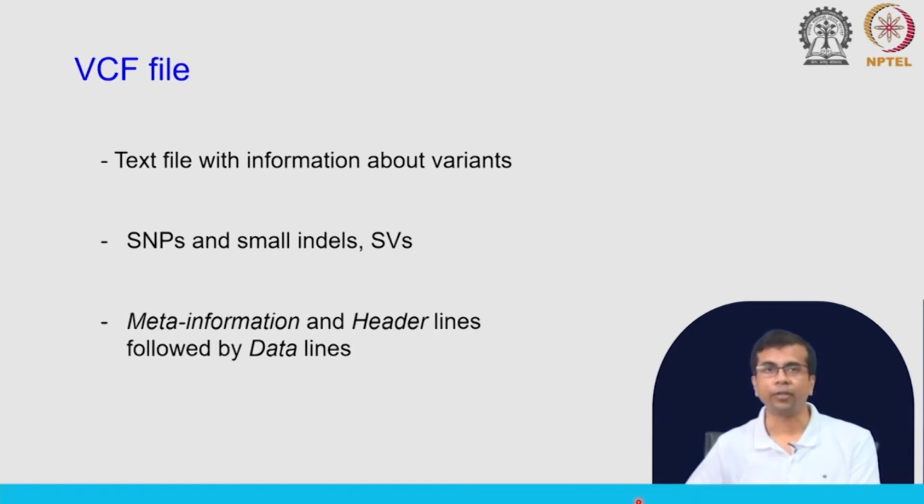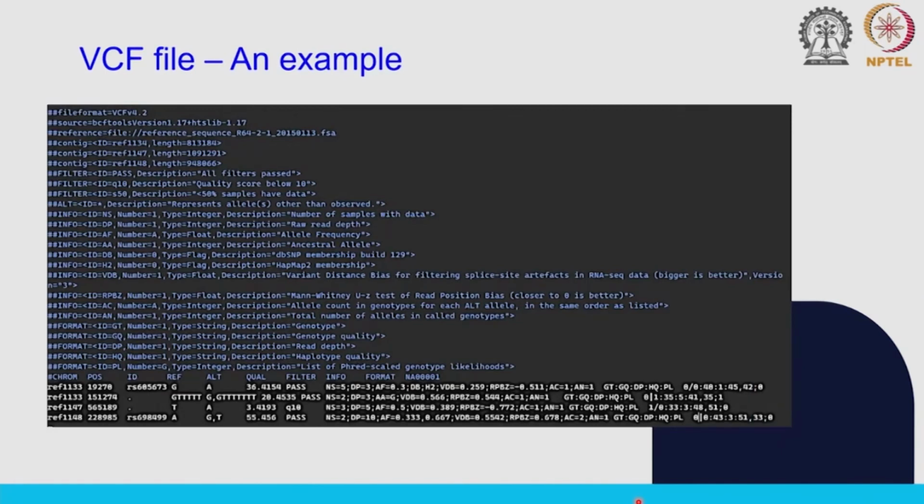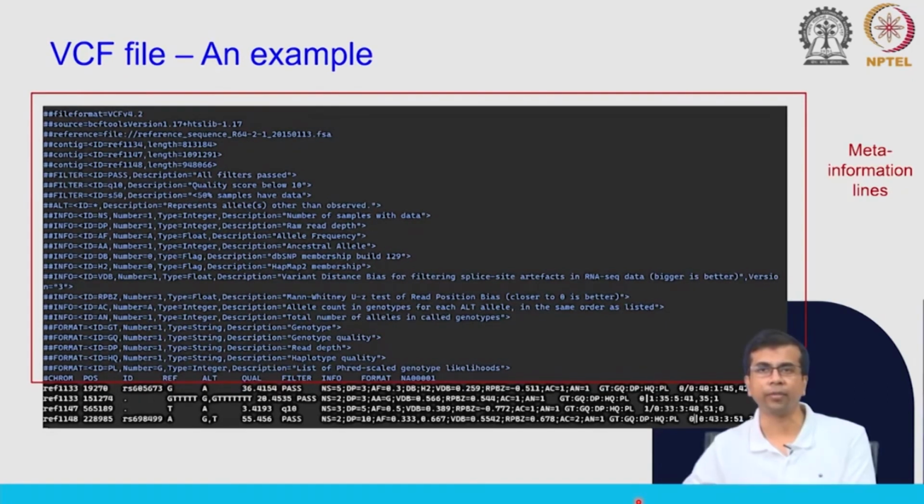You have one part which is called the meta information lines, then you have one header line, and then you have the data lines. You can imagine, this is like a SAM file we have discussed. In a SAM file you have header lines, then the alignment lines, and similarly a VCF file is also formatted like this. Here is an example of a VCF file, and in the first part you can see the meta information lines in blue. This is what I have highlighted. You have a lot of information, and we will discuss what this meta information actually contains.